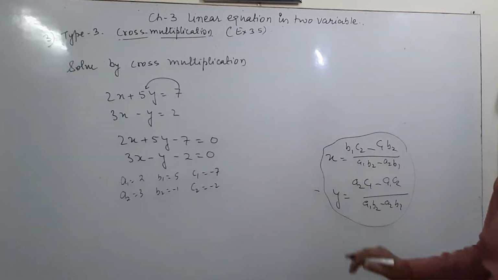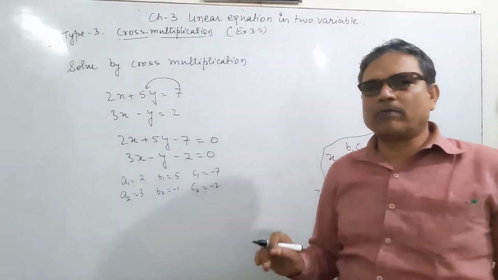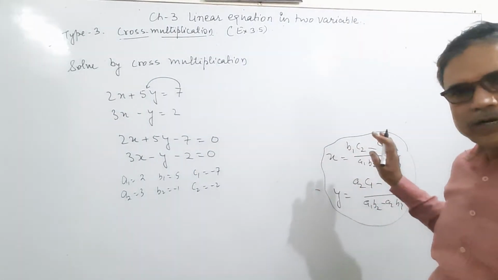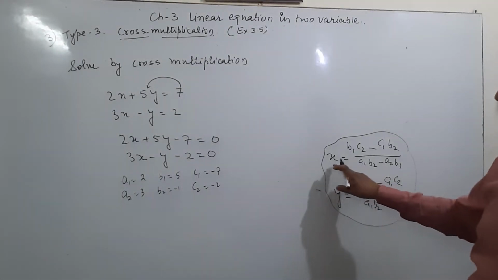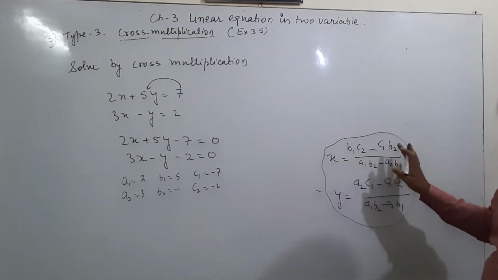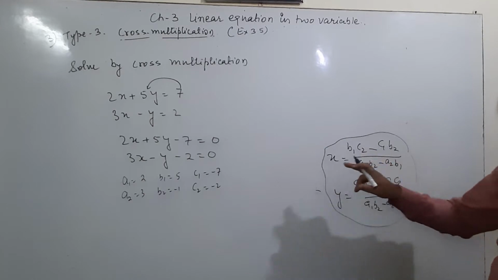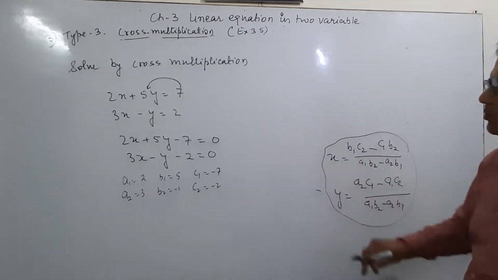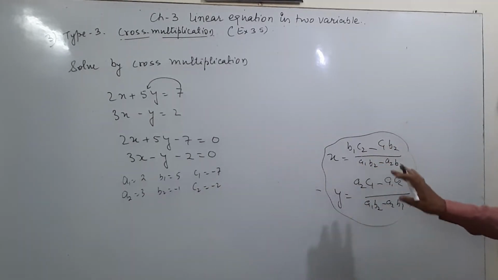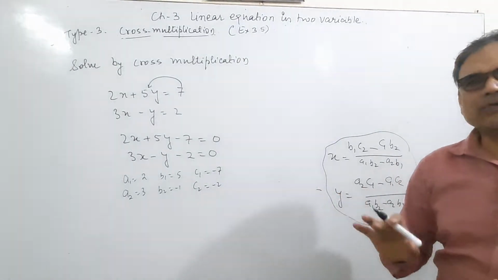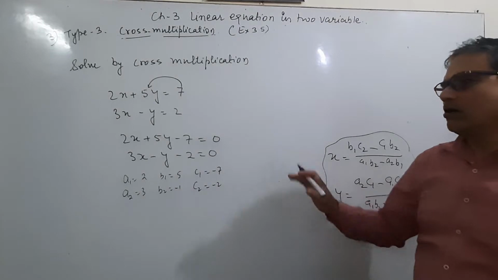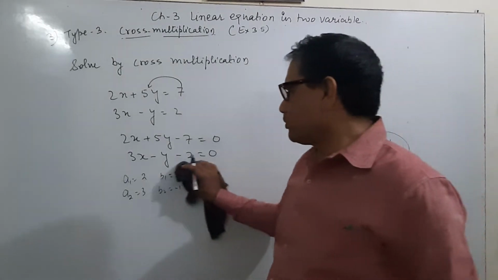First we write the formula. In the exam we have to write the formula. If you want to do it by this method, first you have to write the formula, and then put the direct values of a1, b1, c1, a2, b2, c2 here. You should try this method at home, and the answer will be the same by either method. But I am solving by another method.